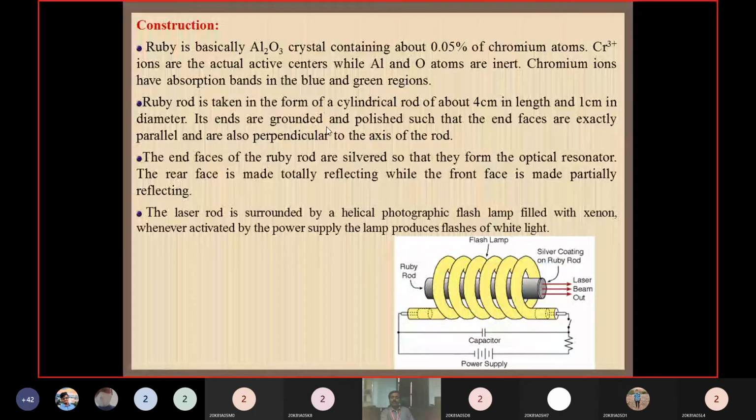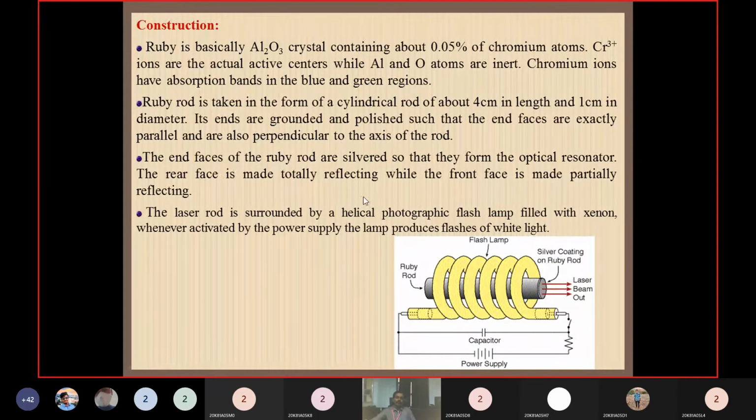Its ends are ground and polished. So this is the ruby rod here. This is one end, this is another end. These are the polished ends. One end is fully reflecting, another end is partially reflecting. That means here 95% will be reflected back, only 5% will be transmitted. It will transmit the light.